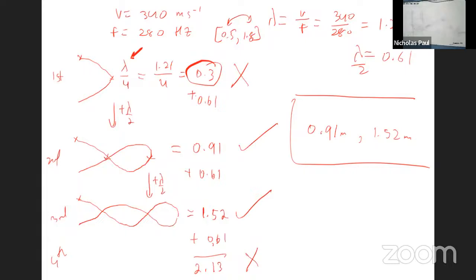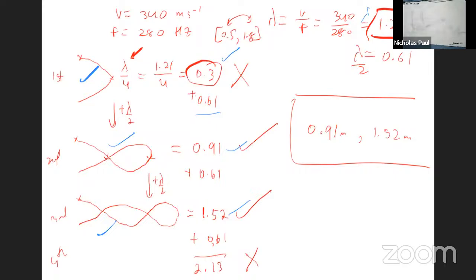Everybody okay with that? So remember, although 1.21 looks like it's in between 0.5 and 1.8, if you look here, there is no whole wave. This is quarter wave, 3/4 wave, 5/4 wave, right? There is no whole wave between one end open and one end fixed. So you really needed to figure out the first one and then add half a wave, and keep adding it on. It started as a quarter wave, and that was the important thing. You start from a quarter and you keep adding the half wave on.